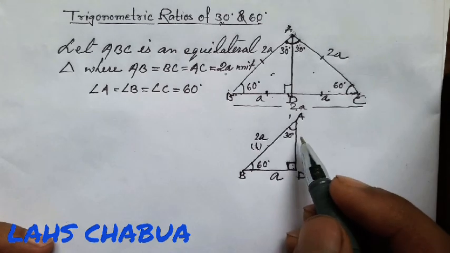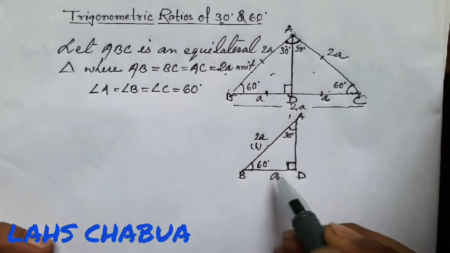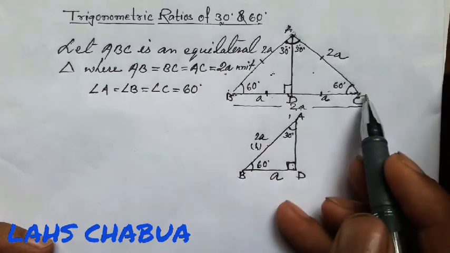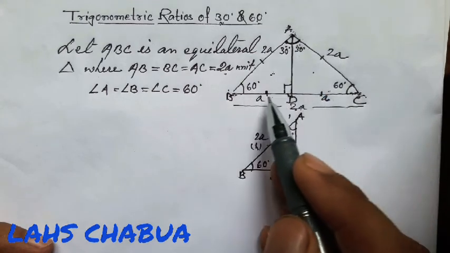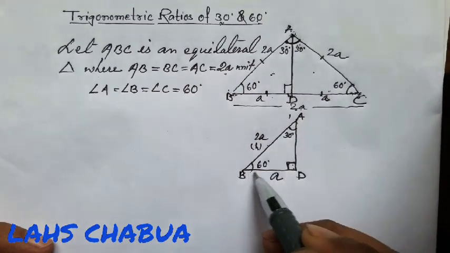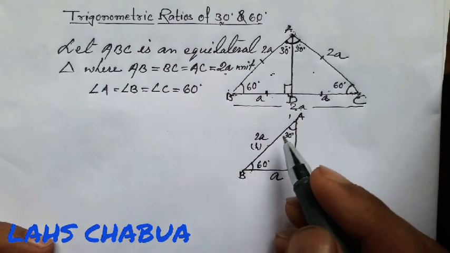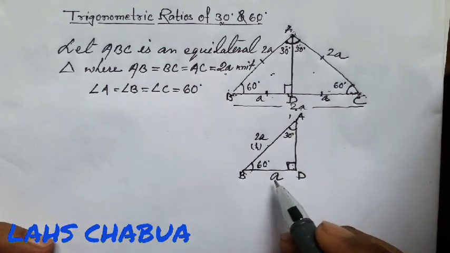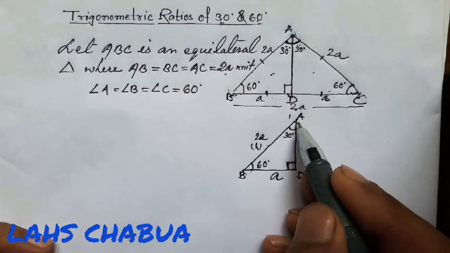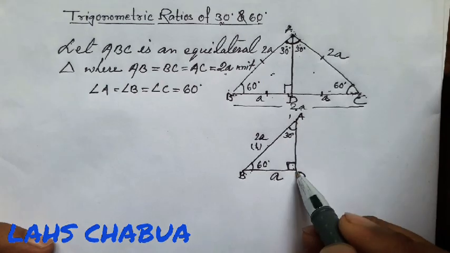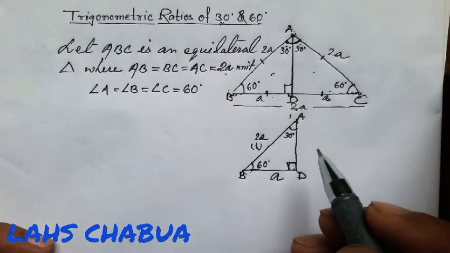Now see, by using Pythagoras theorem, we have assumed AB as 2A units, and the whole BC is 2A. Since AD bisects BC, each part is A, so BD is A unit. The hypotenuse is known to us as 2A and BD is A unit. So we are going to solve for AD. We are going to find the value of AD by just applying Pythagoras theorem.